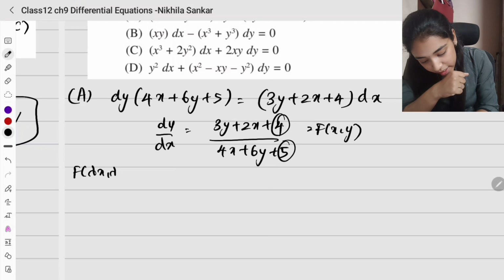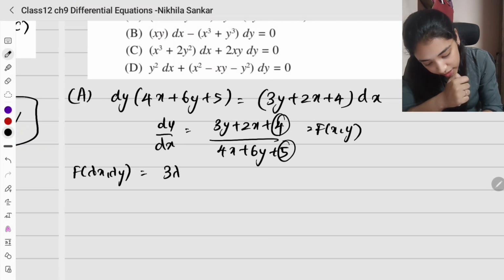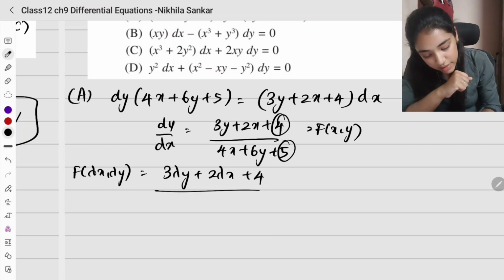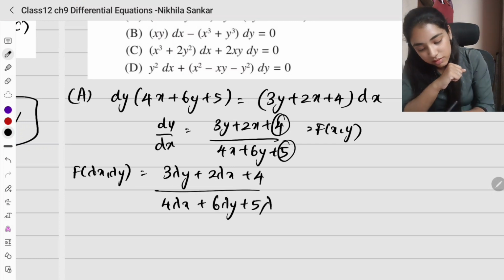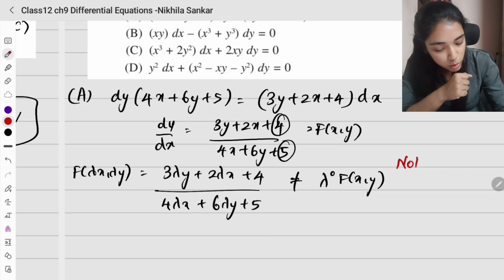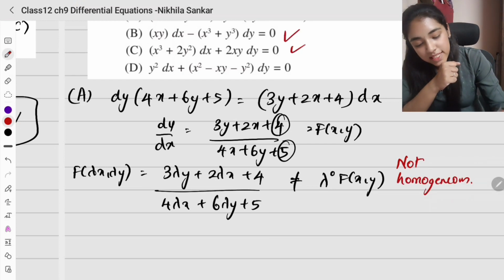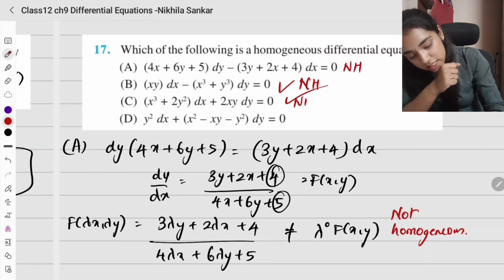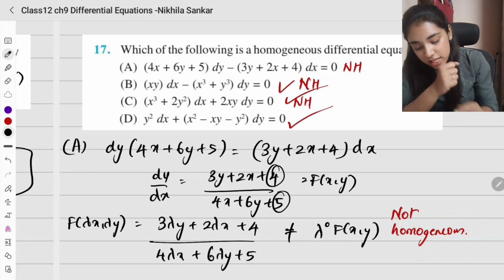So if we do f of lambda x, lambda y, what happens? You have 3 lambda y plus 2 lambda x plus 4. Here, only if there were 4 lambda could we take lambda common. There is no 4 lambda divided by 4 lambda x plus 6 lambda y plus 5. There is no lambda here, correct? So you can't do that. So this cannot be written in the form lambda to the power 0 of f of x comma y. So this is not homogeneous. Try doing B and C also. This is not homogeneous. Second not homogeneous. Third not homogeneous. This is the only homogeneous one.